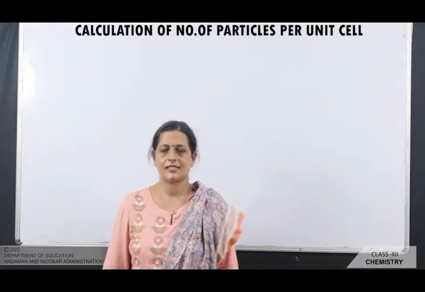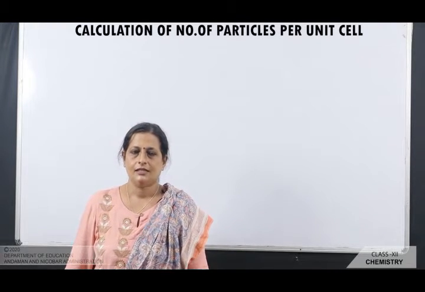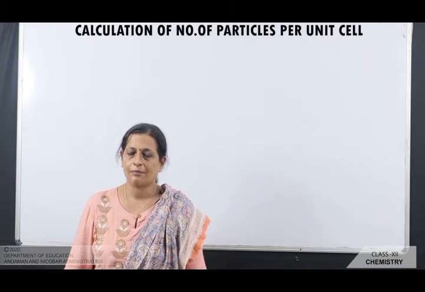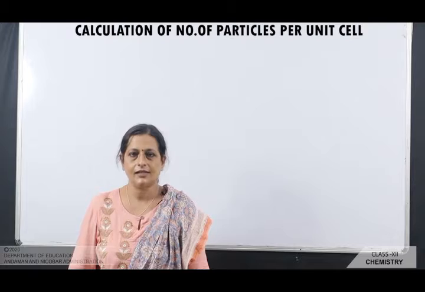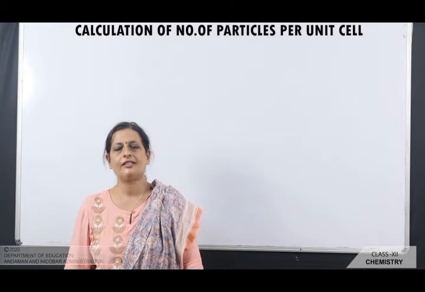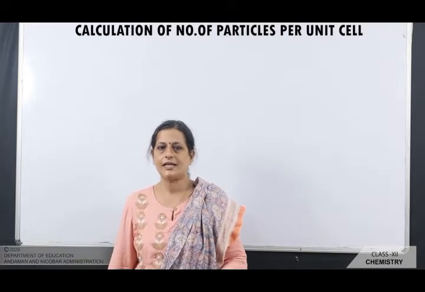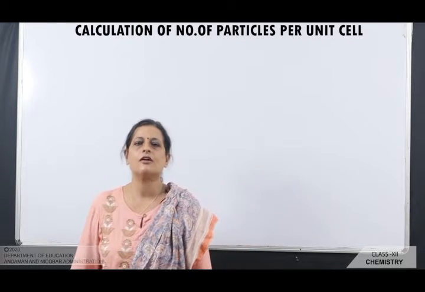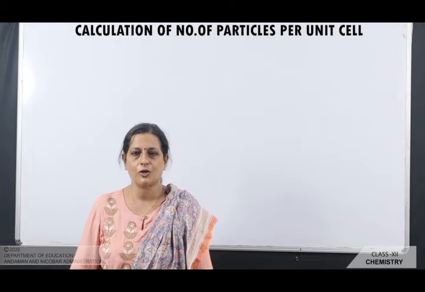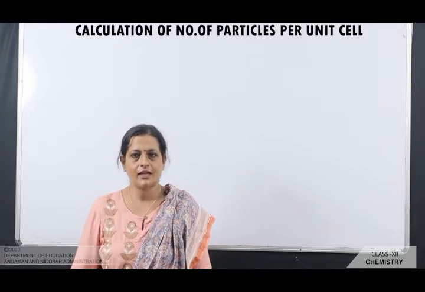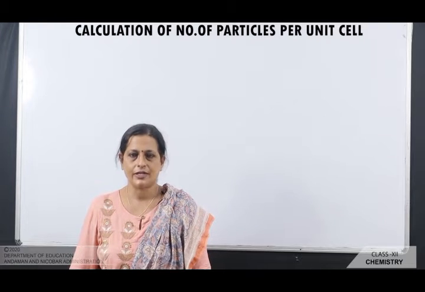In last class, we had discussed about unit cell and types of unit cells. What is unit cell? It is the part of the crystal lattice which when repeated gives you the entire crystal. And what are the different types of unit cells? Unit cells are two types, primitive unit cell and centered. Primitive unit cell is also known as what? Simple cubic unit cell. And centered unit cells are which all? Body-centered cubic unit cell, face-centered cubic unit cell and end-centered unit cell.